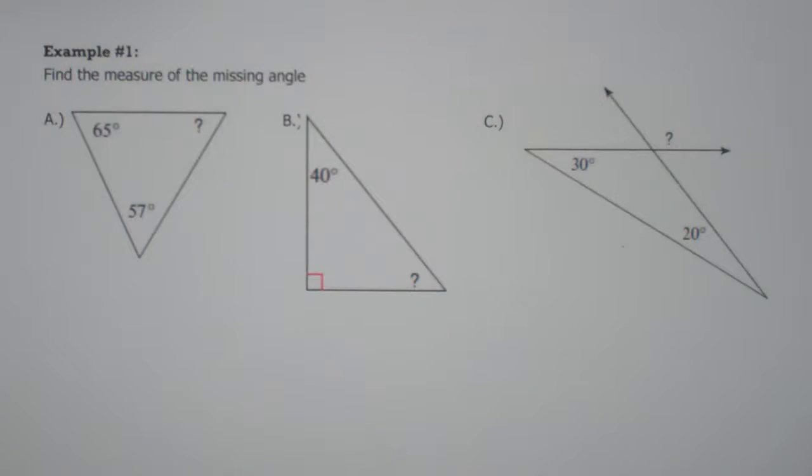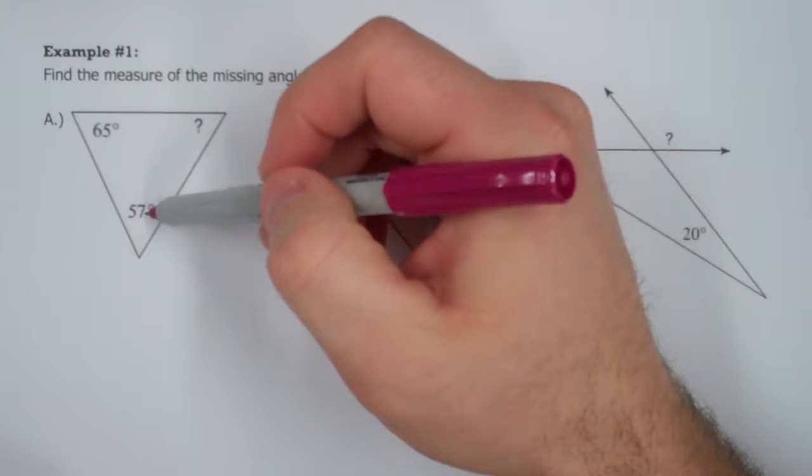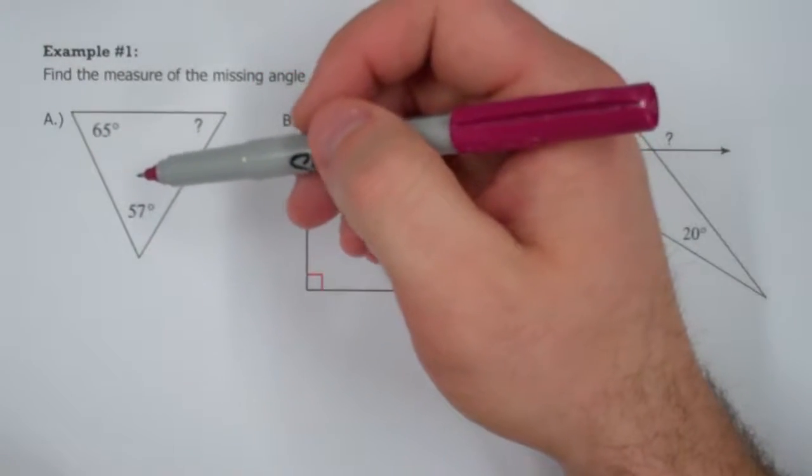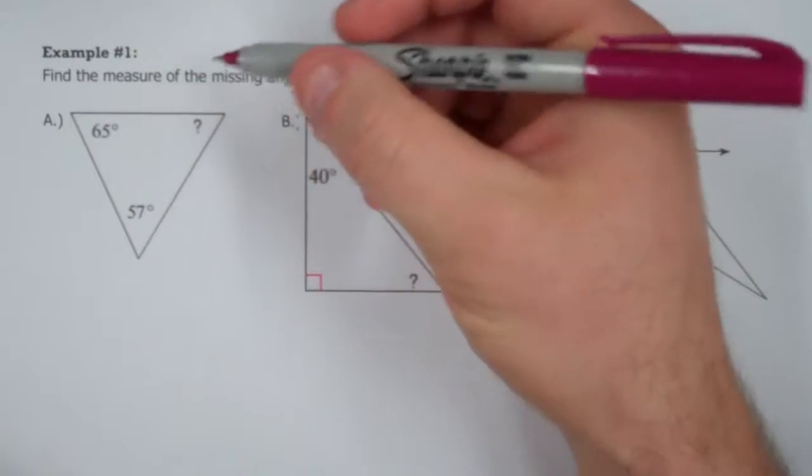In this example, we want to find the measure of the missing angle. So if we look at part A, we have ourselves a triangle. We know that all the interior angles, or the angles of the triangle, must add up to 180 degrees. So what we can do is add 65 and 57 and take that away from 180, or take 65 away from 180 and then 57 away from 180.